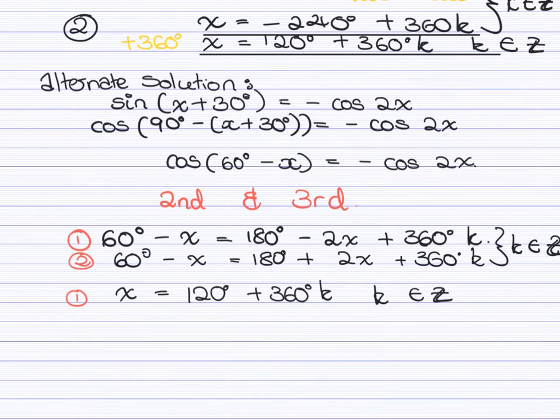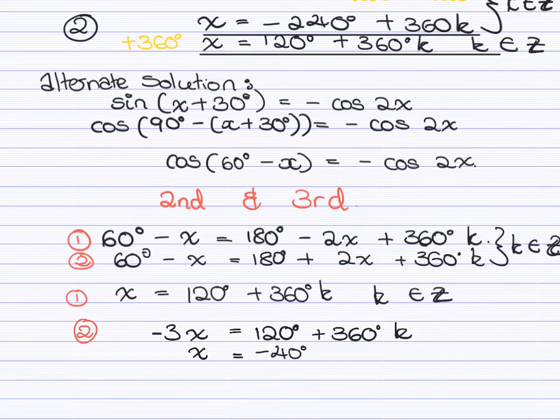With the second equation, when we rearrange it, you first end up with negative 3x being equal to 120 degrees plus 360 degrees k. Again, k is an integer. Again, you want to isolate x. You want to make x your subject of the formula. So what you do there is then divide everything by negative 3. When you do that, you end up with x equals negative 40 degrees minus 120 degrees k.